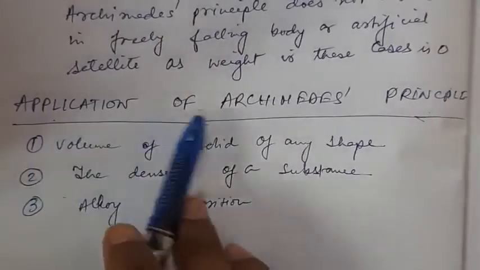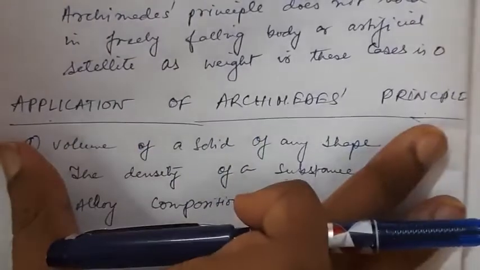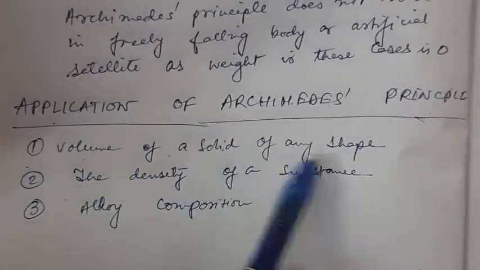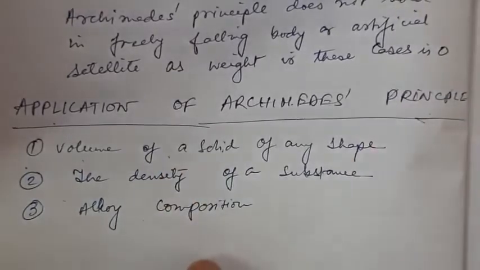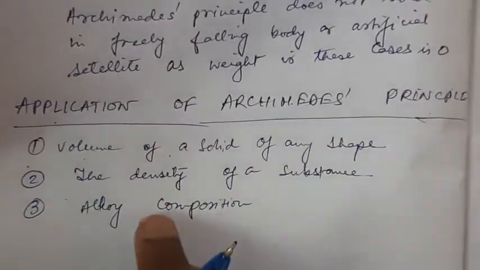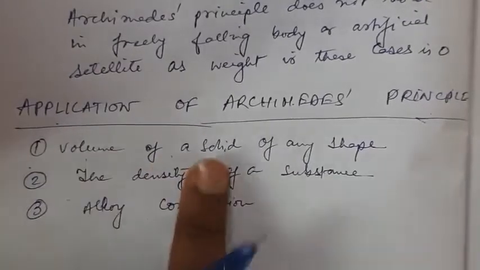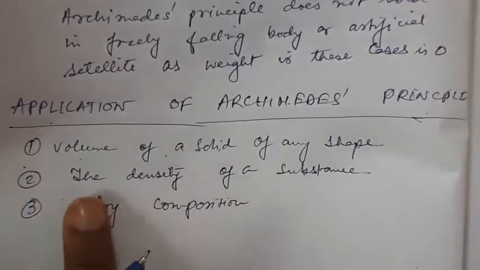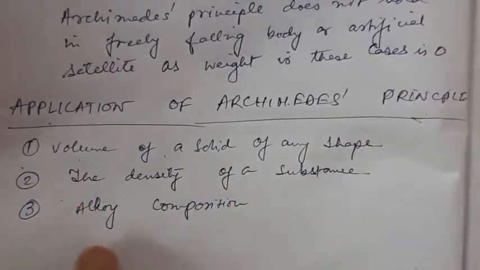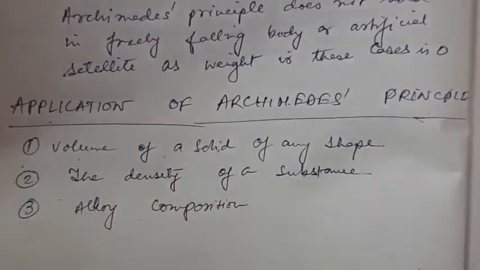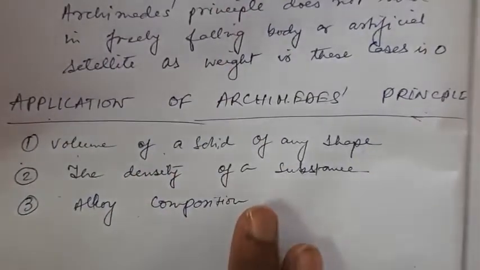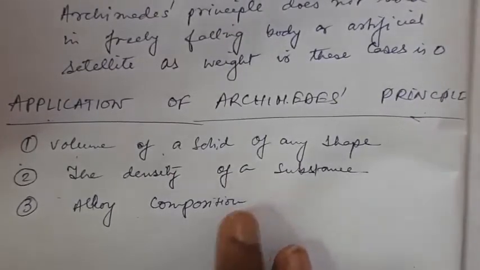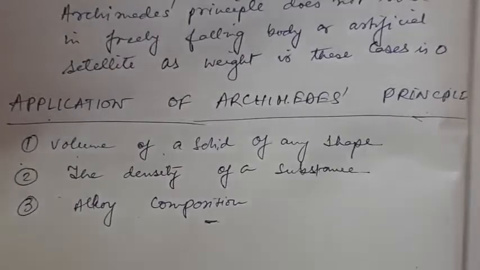Now applications of Archimedes principle. This is a new thing to you. First one is the volume of a solid of any shape. Here we will derive mathematical expressions for these three cases. We can determine the volume of a solid of any shape. Second point is we can determine the density of a substance, and we can find out the composition of an alloy. Alloy means a mixture of two metals. We can find out the composition of the alloy.